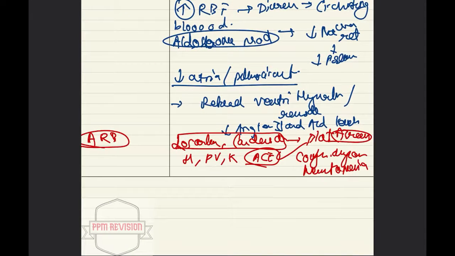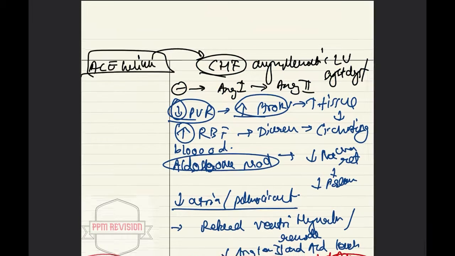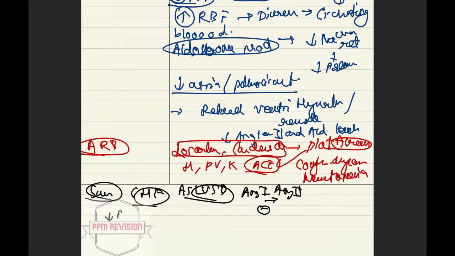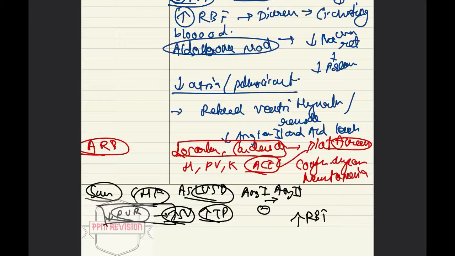Now I'll be quickly giving a summary. Here we have discussed ACE inhibitors. ACE inhibitors are commonly used in congestive heart failure and also in asymptomatic left ventricular systolic dysfunction, and they inhibit the conversion of angiotensin 1 to angiotensin 2. So the conversion is inhibited. Looking further, we have also seen that there is a decrease in peripheral vascular resistance, and due to this there's an increase in stroke volume. So these are inversely related, and there is improved tissue perfusion. There's an increase in renal blood flow. This causes diuresis, and there's decreased circulating blood volume.